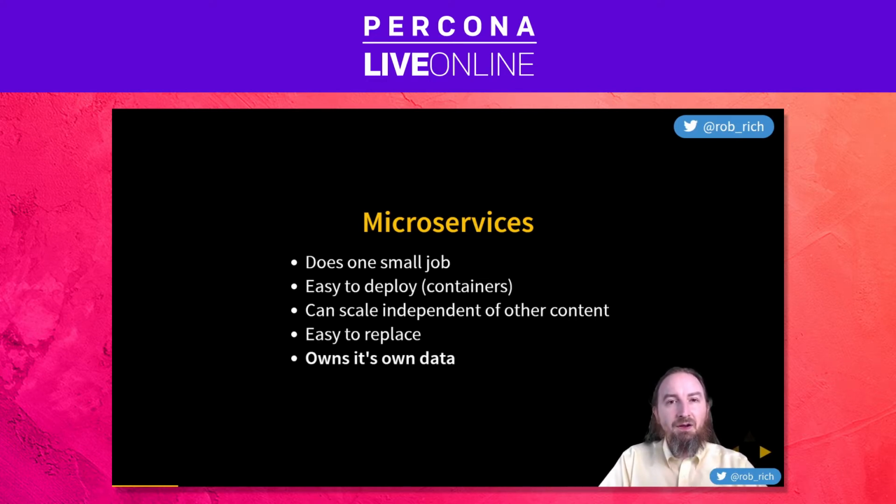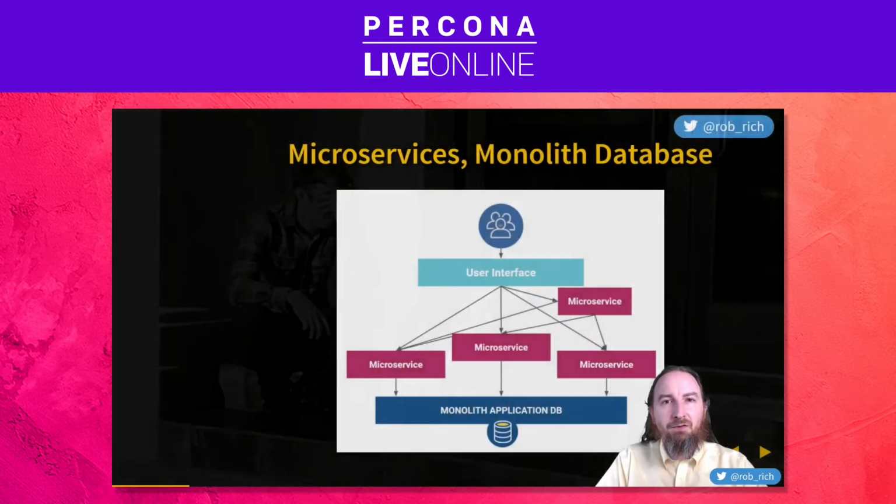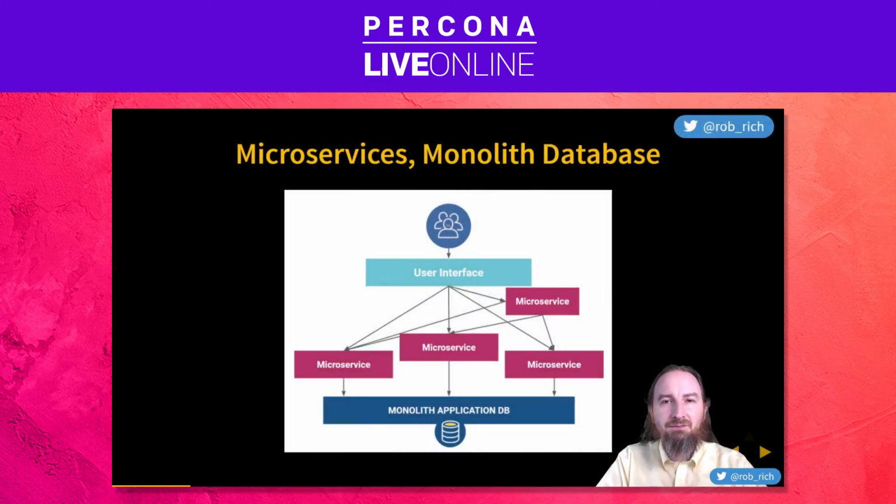Now the beauty there is that, well, we don't need to go check with all of the other teams in our organization to understand if this column is being used. We can just look through the source code of that particular microservice. If that service isn't using that data, the data is unused. Yet usually when we move towards microservices, we end up with something like this. We have all of these microservices, but they're all communicating with one big monolithic database.